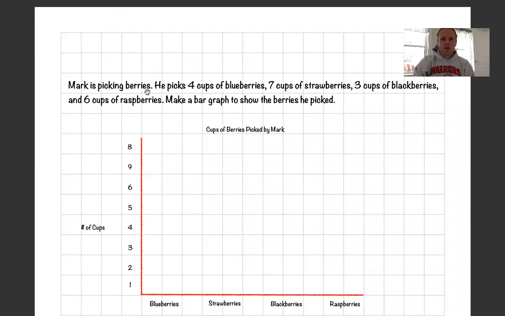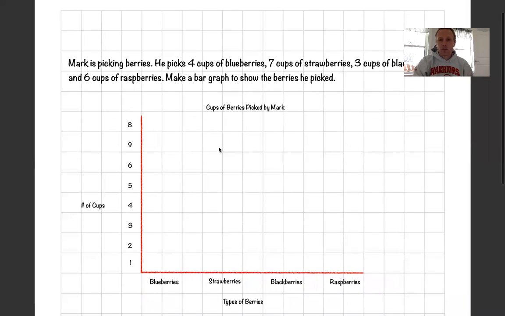And so we have a vertical line here, which shows the number of cups. Notice I labeled it. That's super important. And then I put numbers along the side to show that one box filled in is 1, a second box filled in is 2, and so on and so forth. I have a title to my graph, which is cups of berries picked by Mark. That tells whoever's looking at this really quickly what it is that this graph shows. And then on the bottom, I have the types of berries that are being picked.